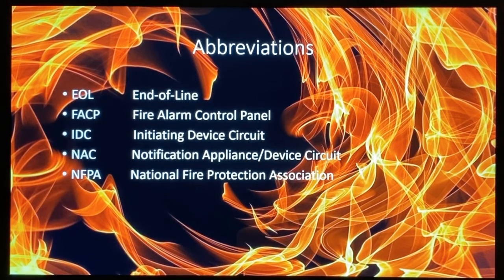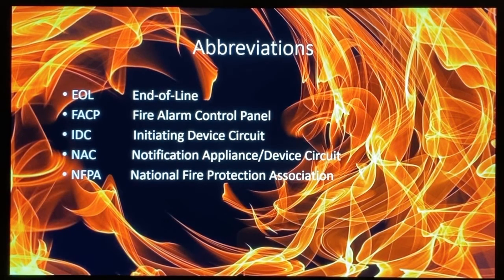Here are a few abbreviations that are involved in the fire alarm system. You have EOL, which is the end of the line. Your FACP, which is your fire alarm control panel, where all your signals from your devices go to. You have your IDC, which is your initiating device circuit. Your NAC, which is your notification appliance or device circuit. And the NFPA, which is the National Fire Protection Association.